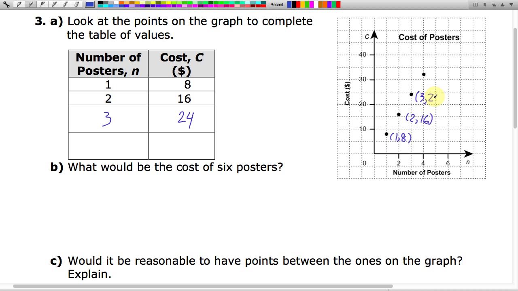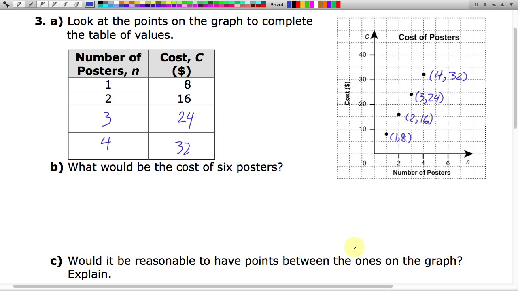And it seems to look like it's at that level, $24 in cost. And next we have 4, and we're assuming this is going to be 32. If you continue that pattern in the table, it seems to make sense. If you look at where this is vertically on this scale, it looks like that's a 32. So we're looking at cost of posters. The number of posters is either 1, 2, 3, or 4. And the costs are $8, $16, $24, and $32 for those particular number of posters.